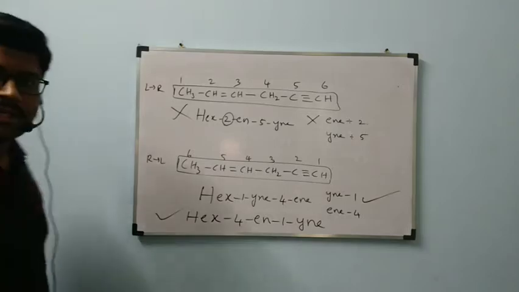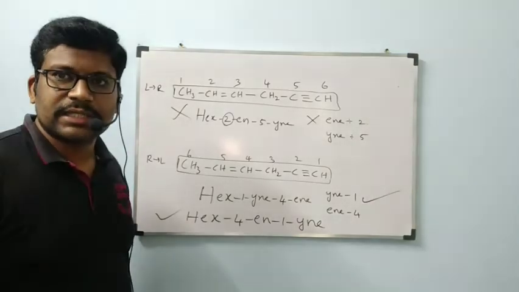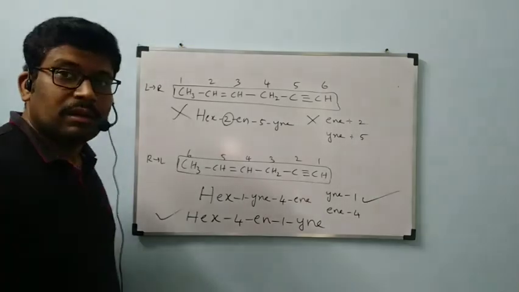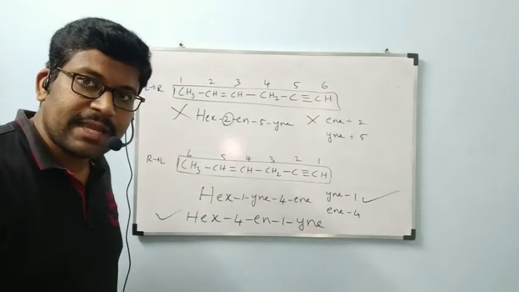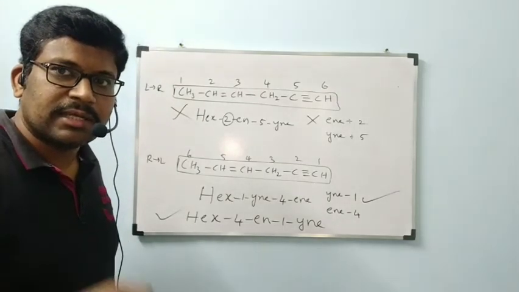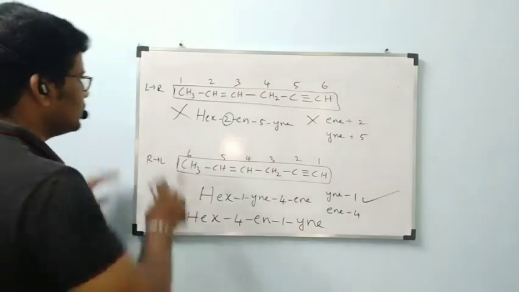Shall I go to the next compound now? We will see the next compound. When double bond and triple bond get the same number, same positions, what do we have to do at that time? Let us see that.